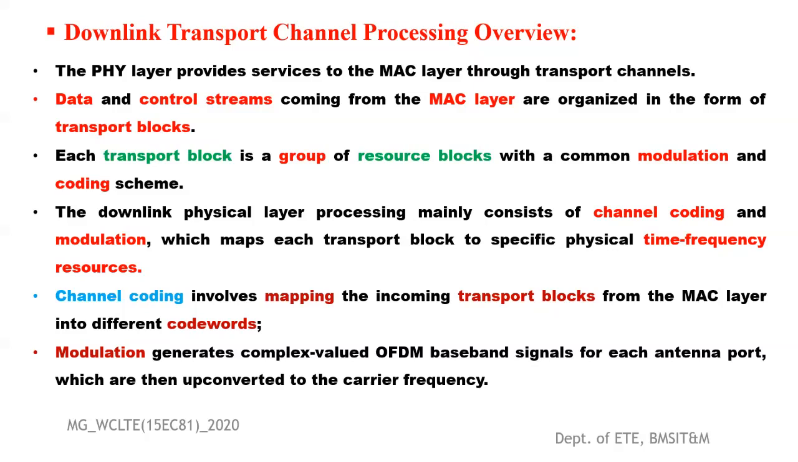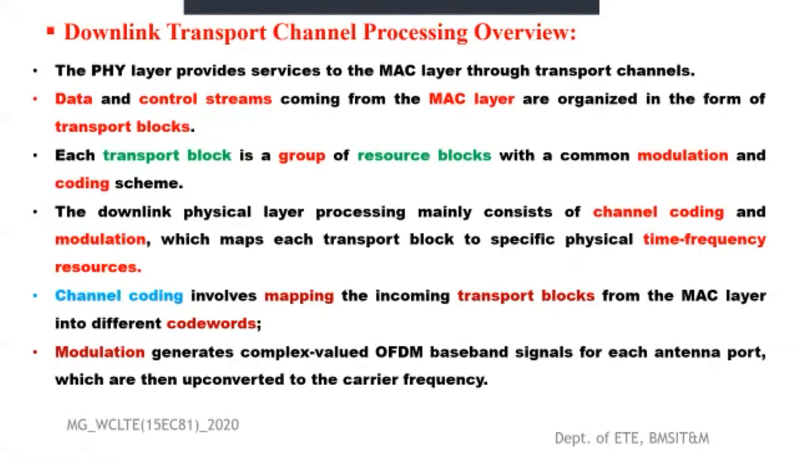So when I say resource block, you should get a visualization of what I have already discussed about the downlink and uplink resource grid, right? There is a PRB, physical resource block. Each transport block is a group of resource blocks with modulation and coding schemes. This downlink physical layer processing consists of channel coding as well as modulation.